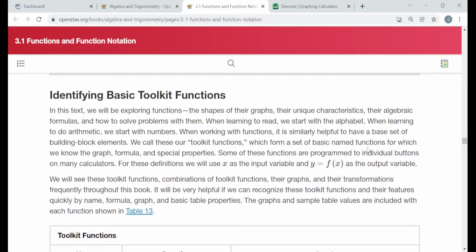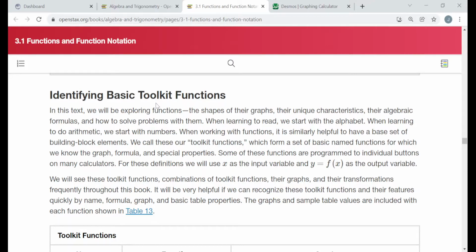In this video I'm not going to be doing any particular examples from this free online textbook. It's at openstax.org and I'm in their Algebra and Trigonometry text, section 3.1, called Functions and Function Notation. I'm under the heading Identifying Basic Toolkit Functions. I've also seen this referred to as a library of functions.